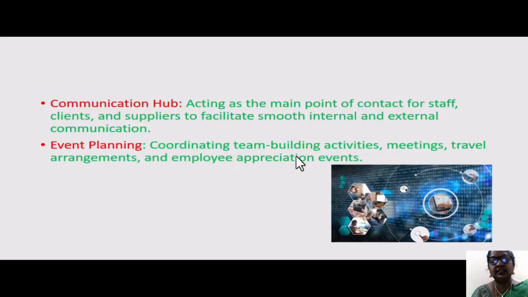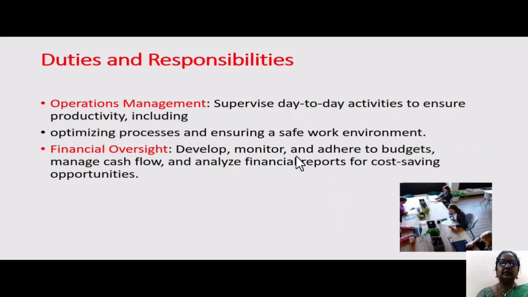What are the duties and responsibilities? The same thing, maybe repeating again. Operations management, financial oversight, personnel management, strategic planning. The wordings are different, but they are the same points; only the headings are different.